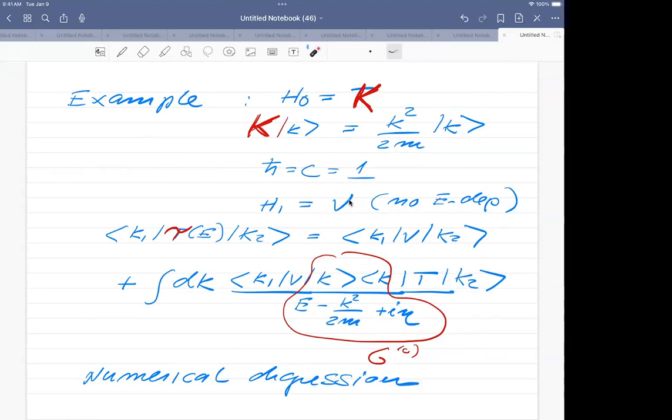And this is a type of equations which can be solved numerically. And in some cases, you have analytical solutions even.